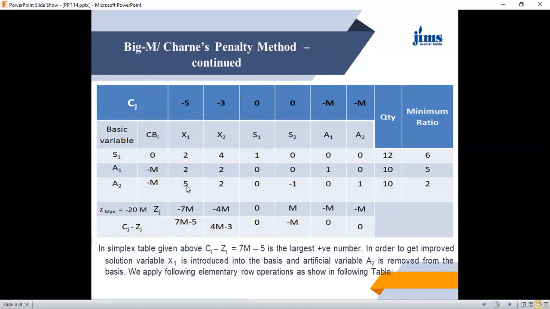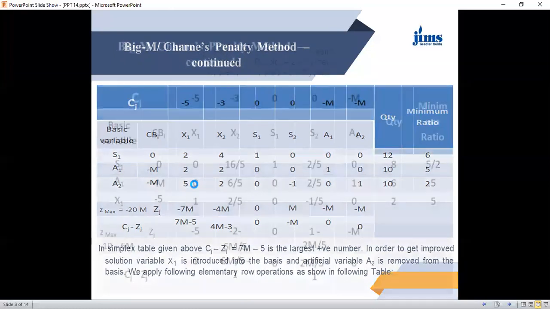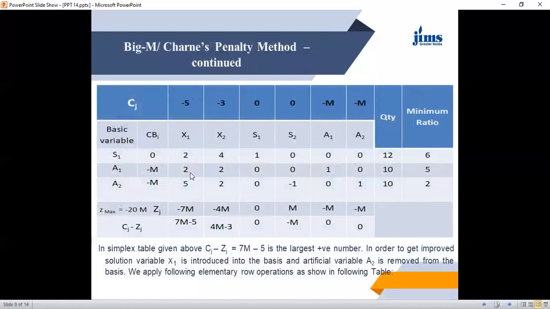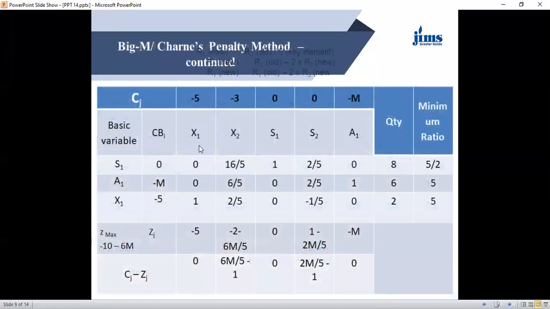The key element is 5, so 5 divided by 5 becomes 1, 2 by 5, 0, minus 1 by 5, 0, 1 by 5, and 10 divided by 5 is equal to 2. So in the next row, you get the values 1, 2 by 5, 0, minus 1 by 5, 0, and 2. And how do we change this? In the key column, all the values except the key element will be 0. So 5 divided by 5 becomes 1, and then this becomes 0, 0. In the next column, this becomes 1, and this becomes 0, 0.